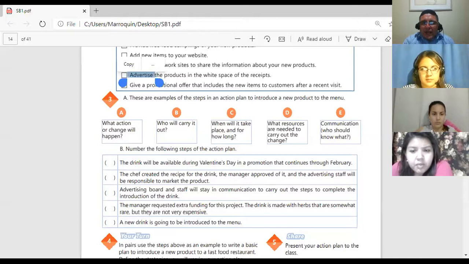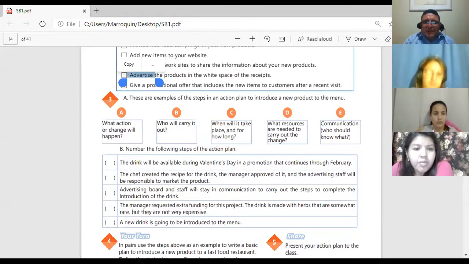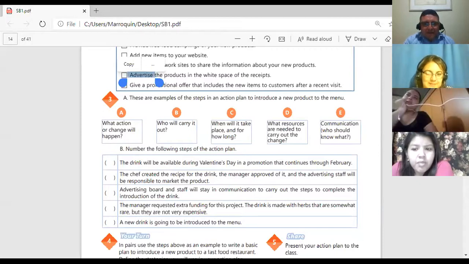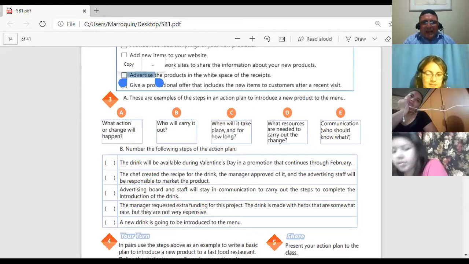Okay, so letter B says number the following steps of the action plan. May I have a volunteer to read the first parenthesis? First parenthesis, please. The drink will be available during Valentine's Day in a promotion that continues through February, okay, thank you.